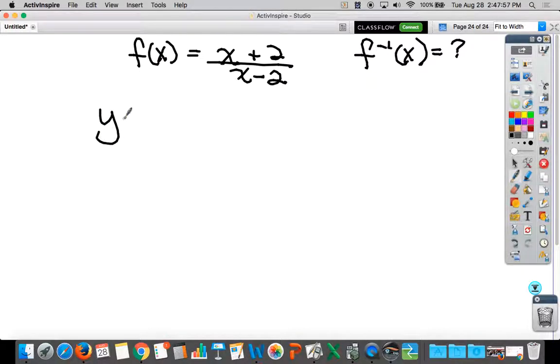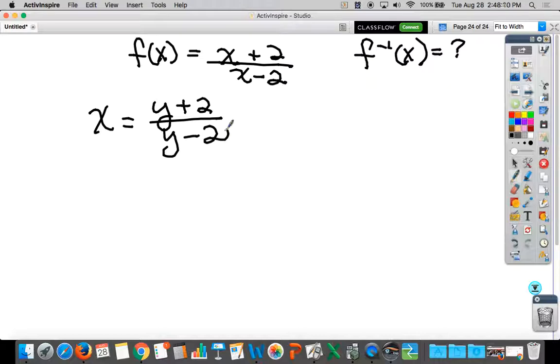Y becomes X. Sorry, that should have been an X. X's become Y. Not a quadratic, so I don't do a complete the square. Do I have a denominator? How do you always and forever get rid of a denominator? Multiply.